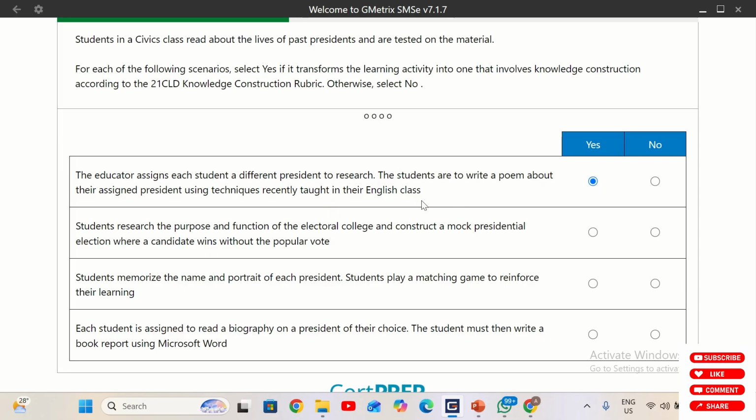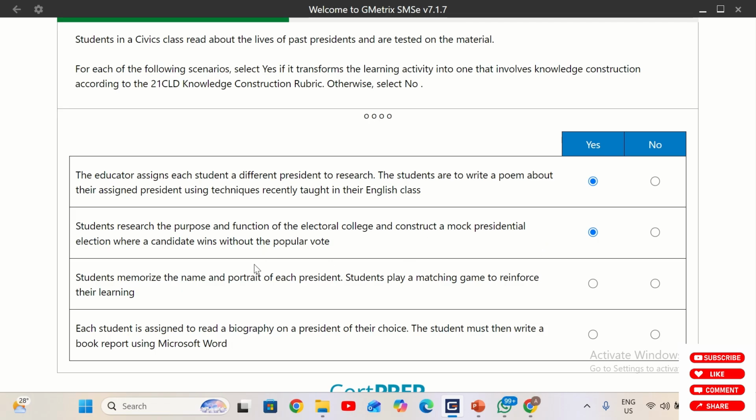setting. Okay, so students research the purpose and function of the Electoral College and construct a mock presidential election where a candidate wins without the popular vote. Okay, this one as well is about knowledge construction.